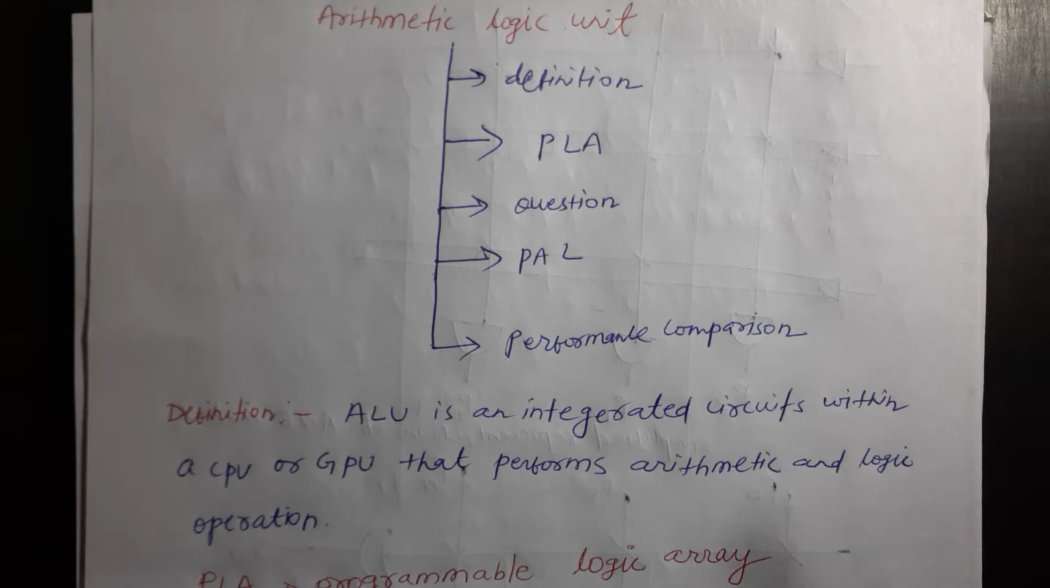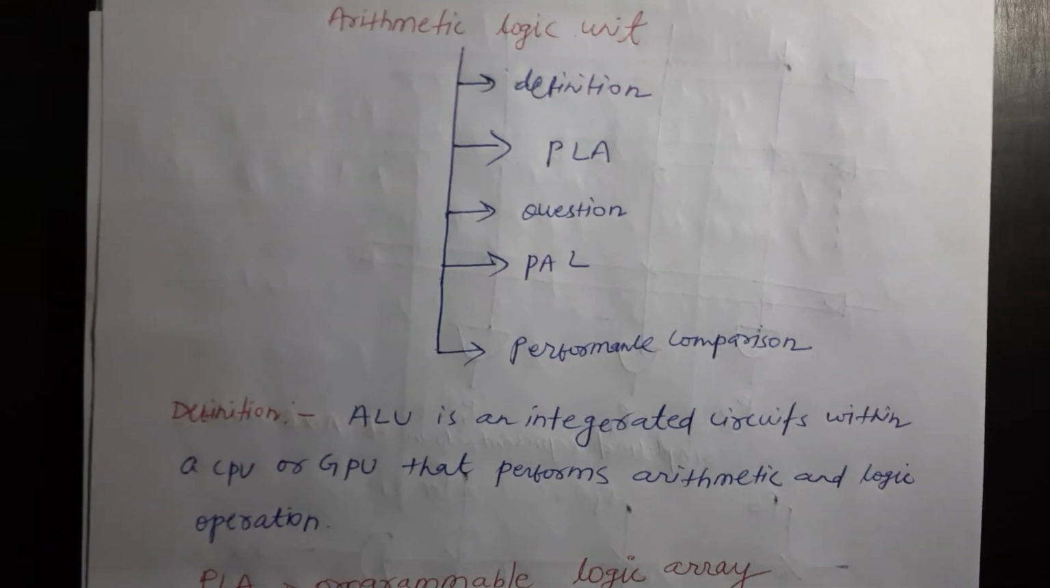By name it is defined as ALU. It is an integrated circuit within a CPU or GPU that performs arithmetic and logic operations. Arithmetic operation means addition, subtraction, multiplication and division. And logic operation means AND gate operation, OR gate operation, NAND gate operation, NOR gate operation and so on.